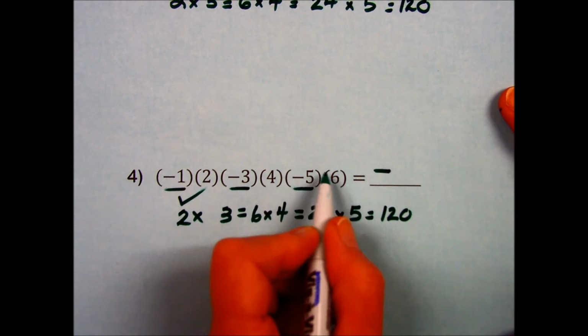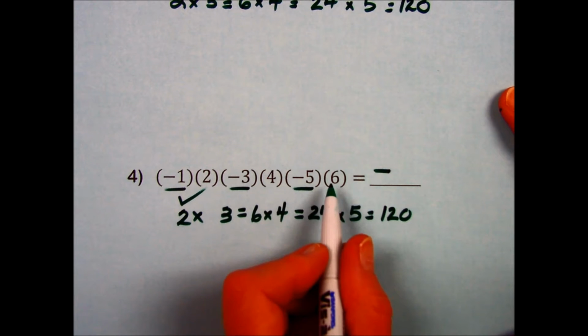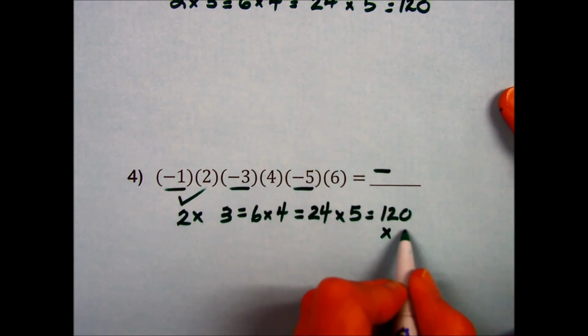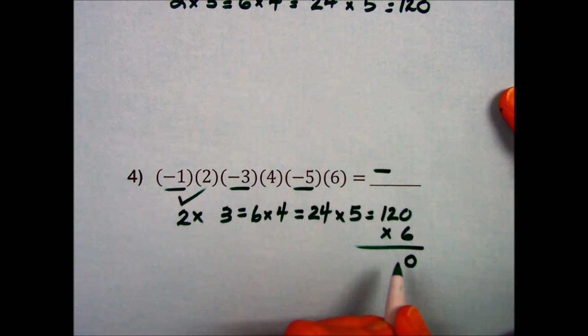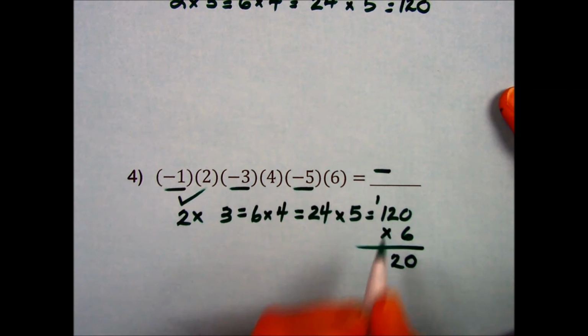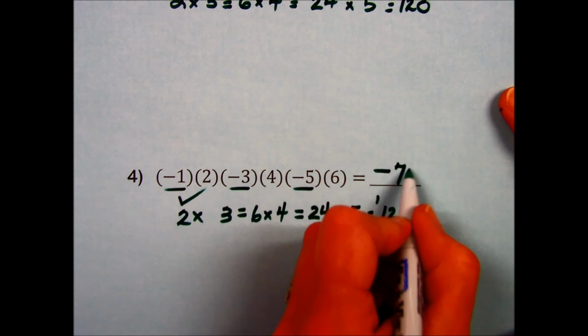And last, we need to multiply that result by the last number in the chain here, which is 6. 6 times 0 is 0. 6 times 2 is 12. Carry the 1. 6 times 1 is 6, with that 1 giving us a resulting product of 720.